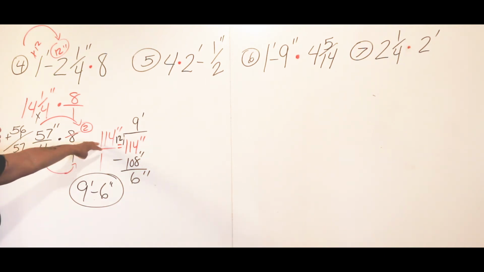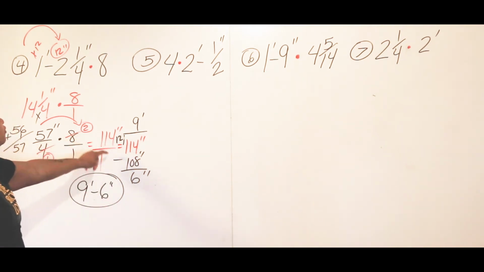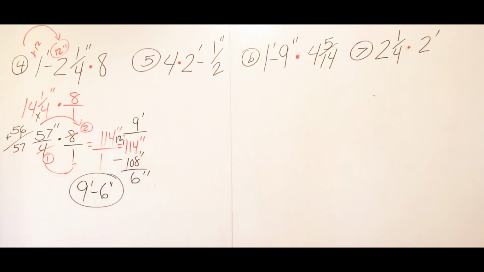Never have 12 or more inches as a final answer. Improper fractions turn to mixed or whole numbers. 12 or more inches we convert to feet and inches. No fraction for the final answer because there was no fraction. We had 114 inches. So that means I'm left with feet and inches when it's converted.